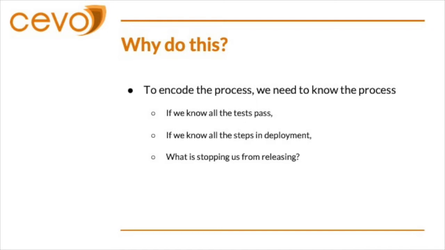So we need a way to actually understand the process, understand the failure, and feed that back in. But it also helps us once we've got that confidence. So once A plus B equals C, if all the tests are passing and we know the deployment will work because it's been tested, what's actually stopping us from releasing?